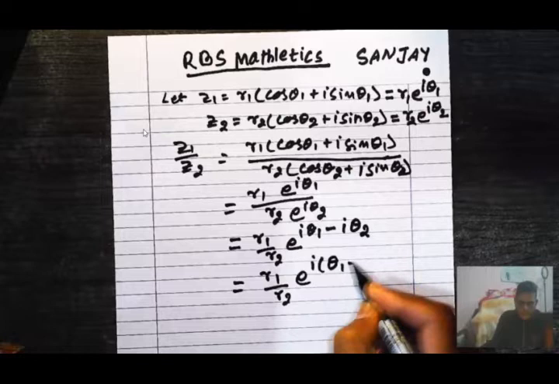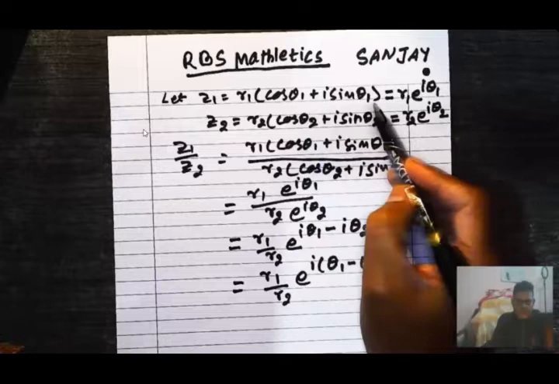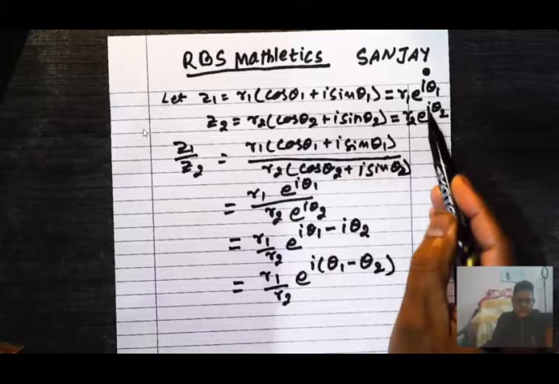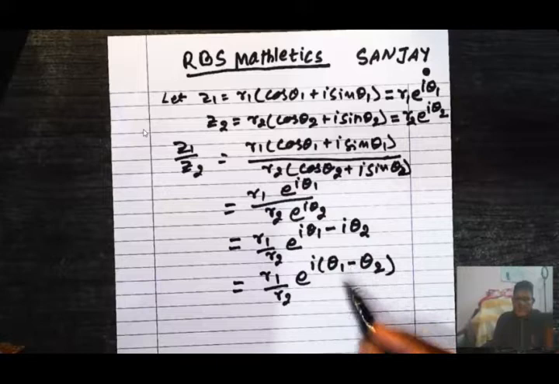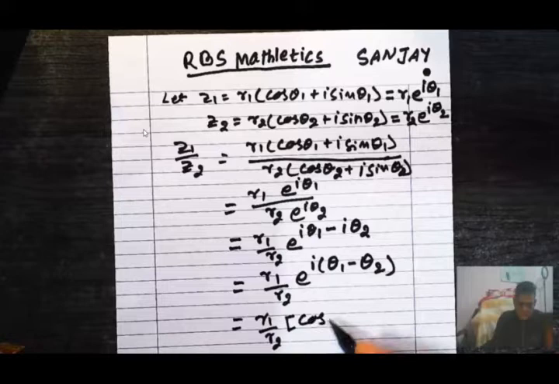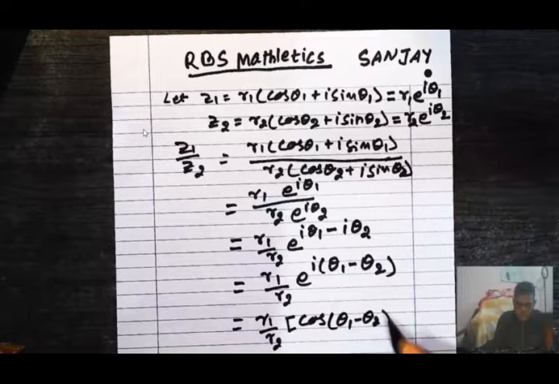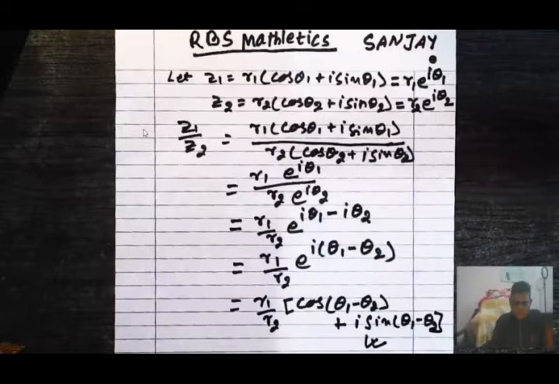So in the first complex number we have cos theta 1 plus i sine theta 1, and similarly in the second we have cos theta 2 plus i sine theta 2. Here, in place of theta we have theta 1 minus theta 2, and since both are angles, their difference is also an angle. So using the same form, it is r1 over r2, and inside the bracket cos of theta 1 minus theta 2 plus i sine of theta 1 minus theta 2. This way we can divide two complex numbers which are in polar form.